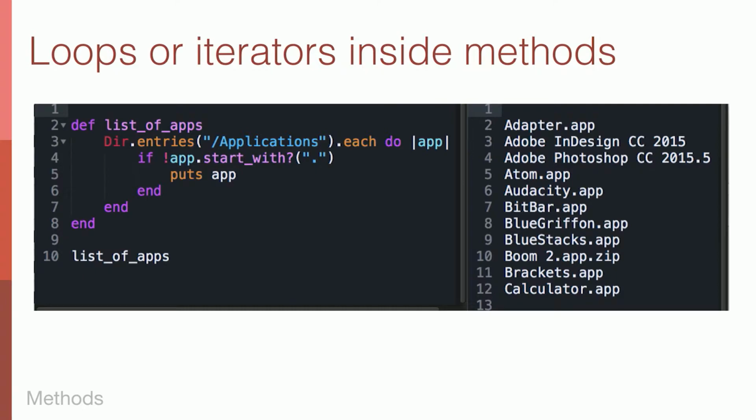But you could add more code in there. You could say, what if I wanted to show everything inside the applications folder? So we're just going to loop through it and print everything out that doesn't start with a period, right? Because I don't want anything hidden. And then you just call list of apps on line 10, and it would spit back whatever it finds.